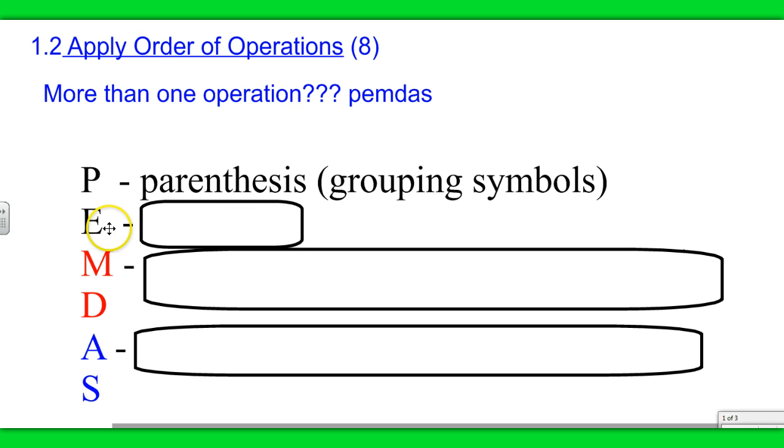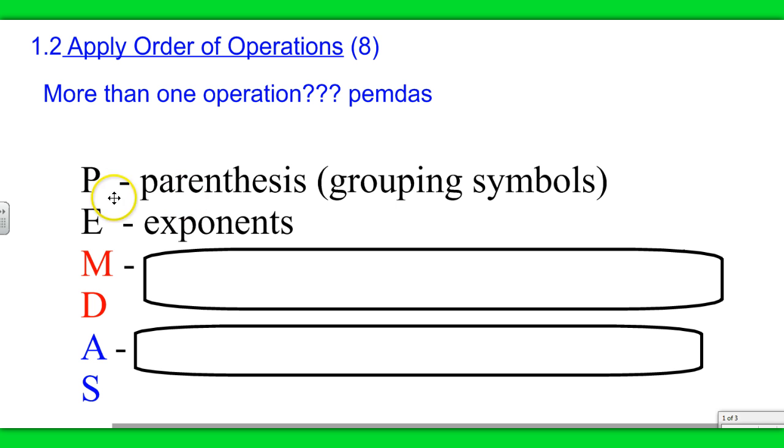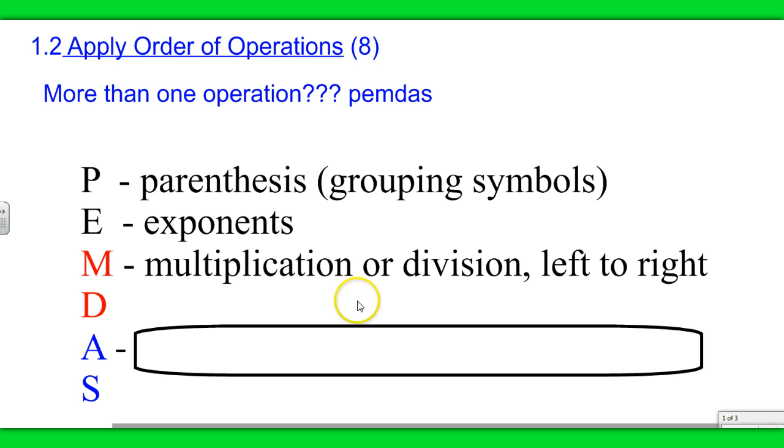E stands for exponents or powers. So if there is an exponent, you simplify it next, right? M and D are both red because as we read the operations left to right, either of these, whichever comes first, left to right, you would want to do next. And M and D represent, what do they represent? That's right, multiplication and division, okay?